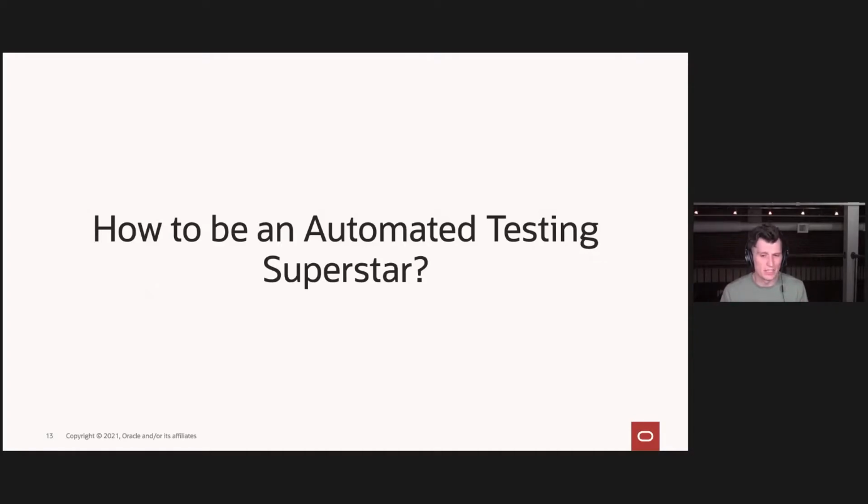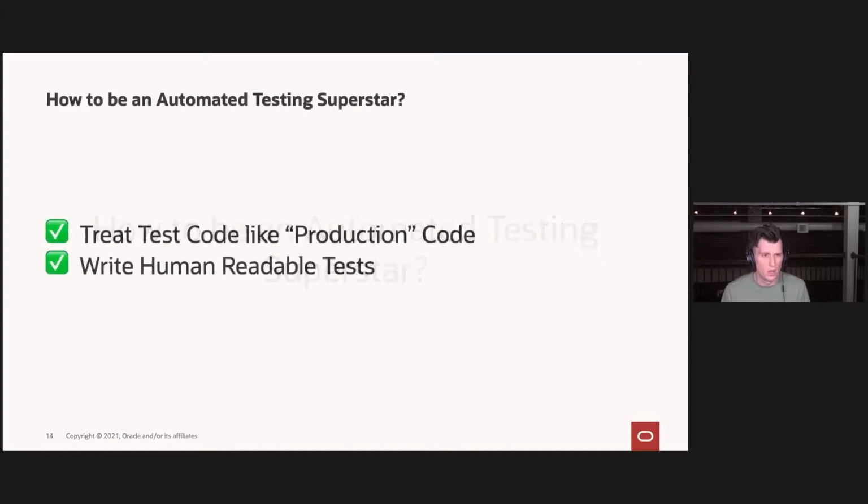But how do you become a Java automated testing superstar? Well, there are a few things you should do. One, and I remember the great Angie Jones, who gave part of the opening keynote at Spring One, you really need to treat your test code just like production code. You can't just say, oh, this test code, who cares? We don't have to worry about making sure it's extendable or can be easily built upon. We don't really need to care about whether it's readable. It's just test code. You should treat your test code with all the same thought and care as your quote unquote production code. And of course, it's also really important to make it human readable.